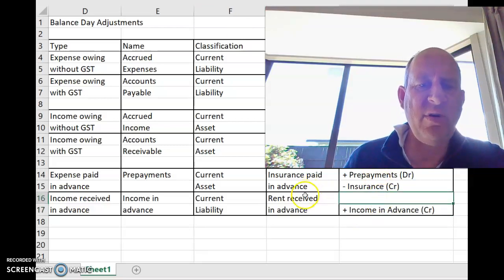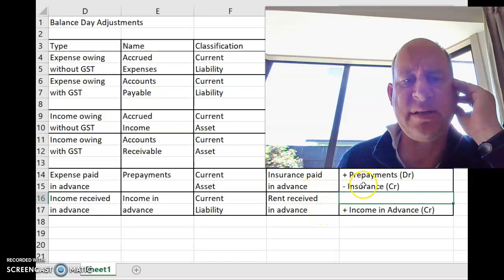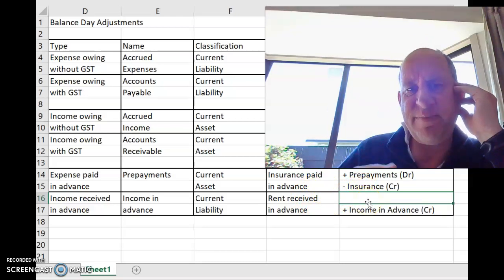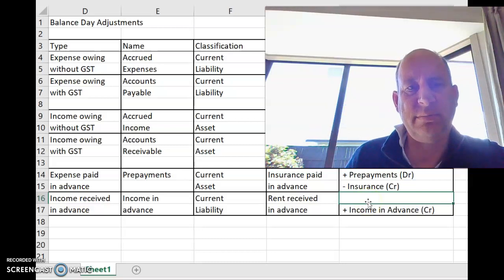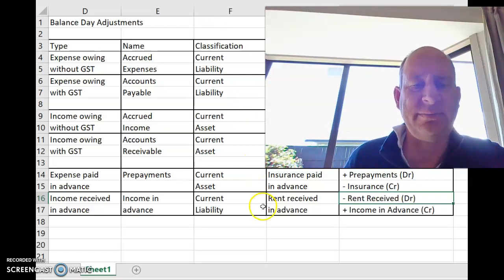And revenue, is that going to increase or decrease our revenue? If we've received money in advance, does that count for income of this year or next year? Great, so it's next year. So because it's next year, not this year, we have to take it off this year's earnings.